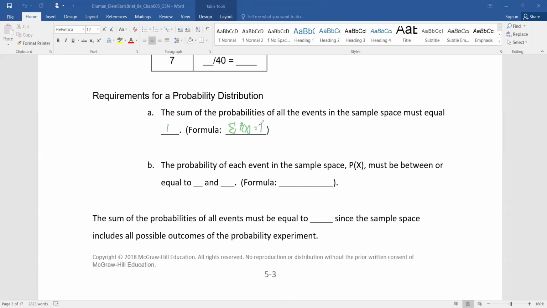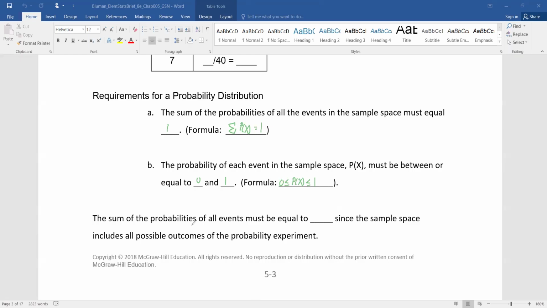The probability of each event in the sample space must be between or equal to 0 and 1. Either I have a 0% chance of it happening, or I have a 100% chance of it happening, or I have it in between those. So as a formula, I should have 0 less than or equal to whatever each probability is, less than or equal to 1, meaning whatever the probability of that event happening is between 0 and 100%. It should not go anywhere else.